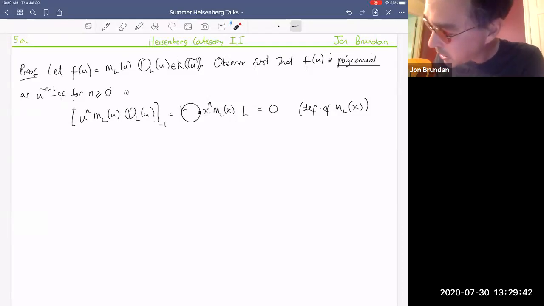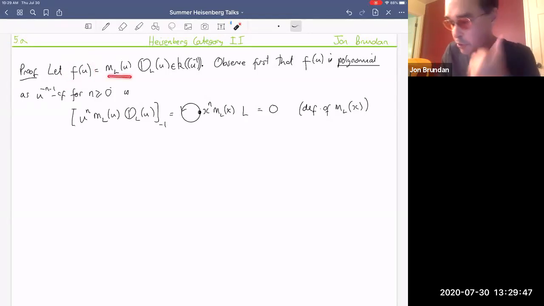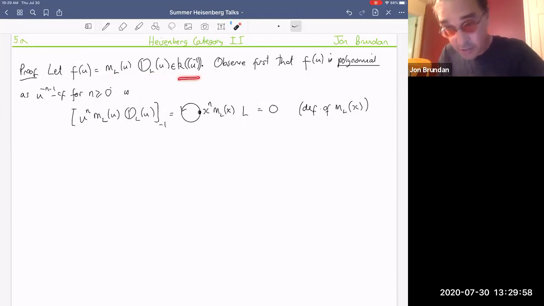So here's the proof. I'm going to define f of u to be the minimal polynomial for the dot on the upstrand times this OL of u. So that's a formal Laurent series in u inverse. In fact, it's not just a formal Laurent series, it's actually a polynomial in the variable u. So to see that, all I have to convince you of is that the u to the minus n minus 1 coefficient of that formal Laurent series is 0 for all n greater than or equal to 0.